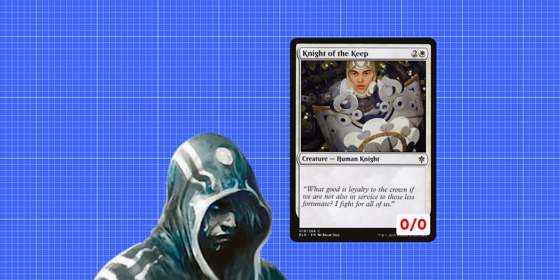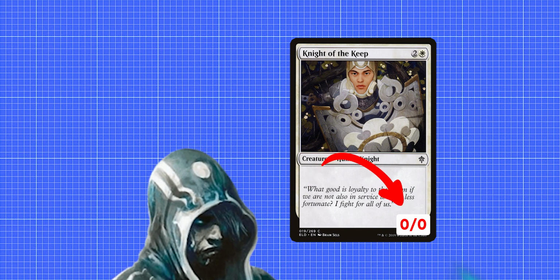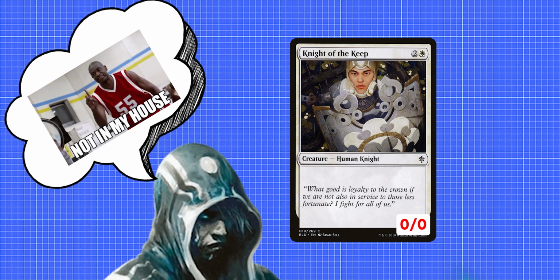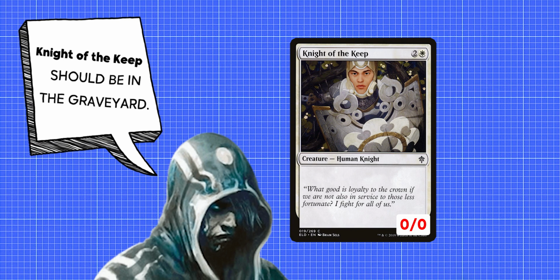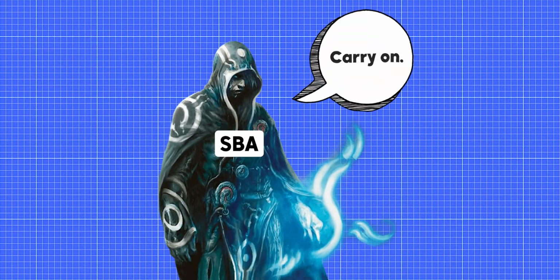SBA examines the battlefield and determines that the Knight of the Keep has an improper toughness. The game does not allow for creatures that are 0/0s to exist by themselves, and therefore SBA determines that Knight of the Keep should be in the graveyard. Then SBA says, "Alright, everything seems to be in order, carry on." This is state-based actions. The game itself is saying, hey, that creature cannot have 0 toughness, therefore it must go to the graveyard. It's an improper condition that arises within the game.